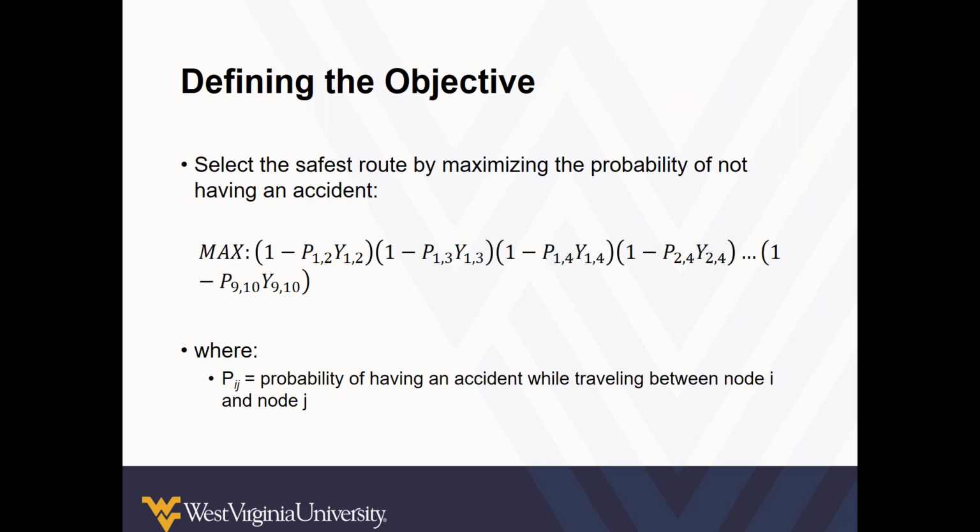So let's define our objective. The aim of this problem is to find the route minimizing the probability of a crash. Pij is the probability of a crash traveling from node I to node J. Then the probability of not having an accident when traveling from I to J is 1 minus Pij. For example, the probability of not having a crash between Los Angeles and Las Vegas is 1 minus 0.003, which equals 0.997.